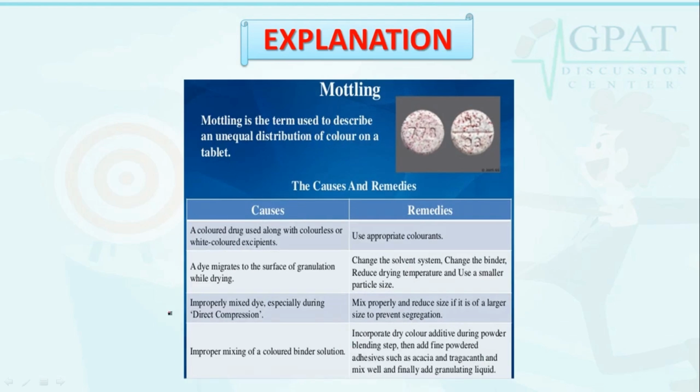Mottling is known as unequal distribution of color in a tablet. What are the main causes of mottling? A colored drug used along with a colorless or white colored excipient. A dye migrates to the surface of the granulation while drying. Improperly mixed dye, especially during direct compression, or improper mixing of the color binder solution. These are the remedies which we apply to remove the mottling.